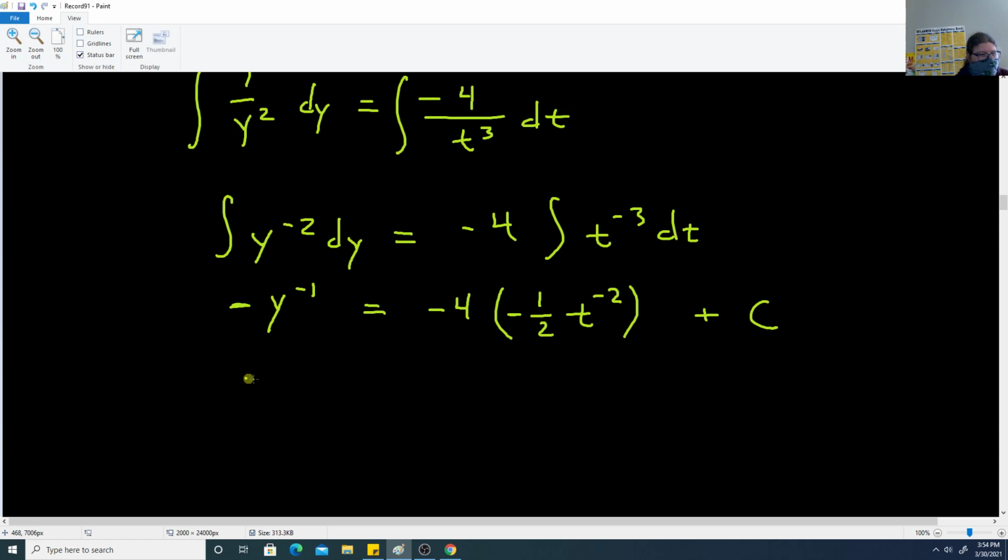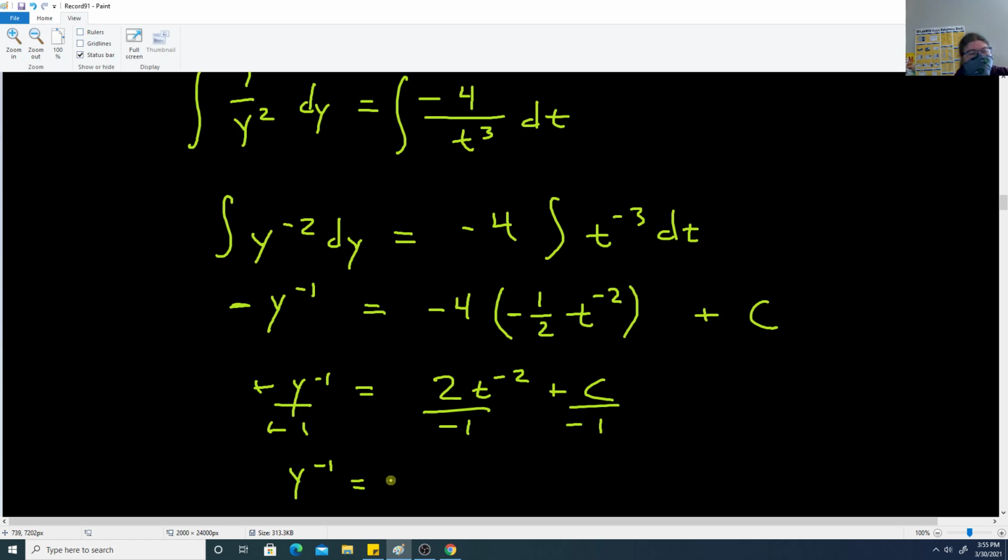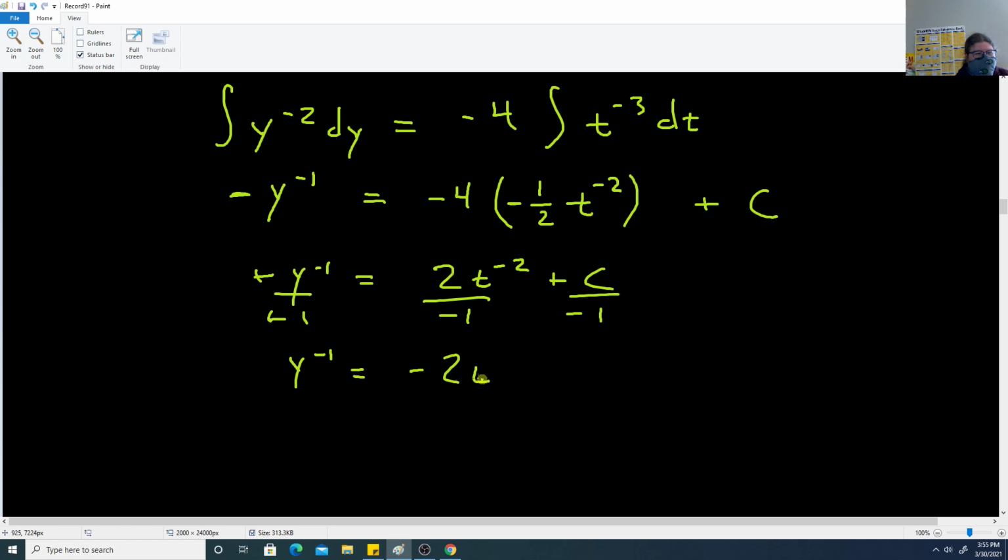So let's kind of work on stuff a little bit here. We got negative y to the negative 1 equals negative 4 times negative 1/2 is 2. We could say t to the negative 2 plus c. If I divide everybody by negative 1, let's just write it all out. This will become positive y to the negative 1 power. This equals negative 2t to the negative 2. And this, we could say if we have plus c and we divide it by negative 1, that's still a constant, so we'll still keep that as just plus c.